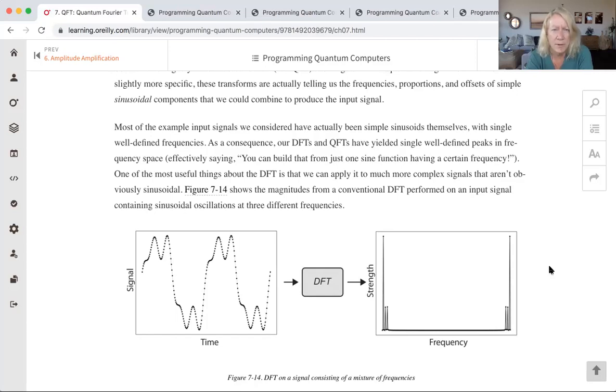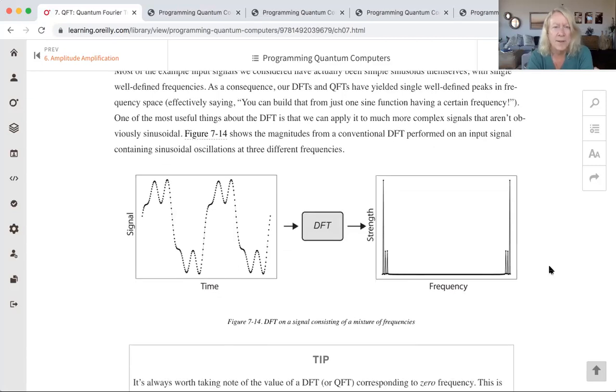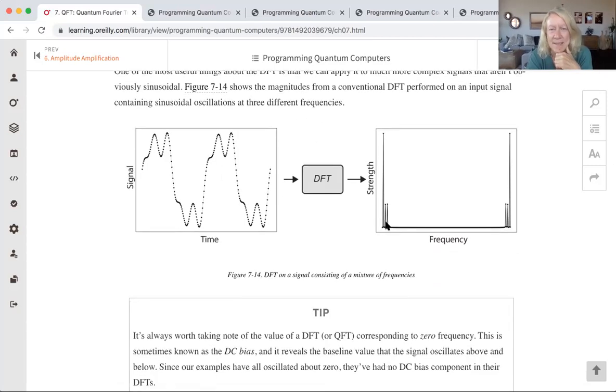One of the most useful things about the DFT is we can apply it to more complex signals that aren't obviously sinusoidal. So, the magnitude of a conventional DFT performed on an input signal containing sinusoidal oscillations at three different frequencies. Wow, say that three times fast. It's easier to look at the picture than to say the word. But that does make sense to me now because of your wonderful explanation of why this becomes this.